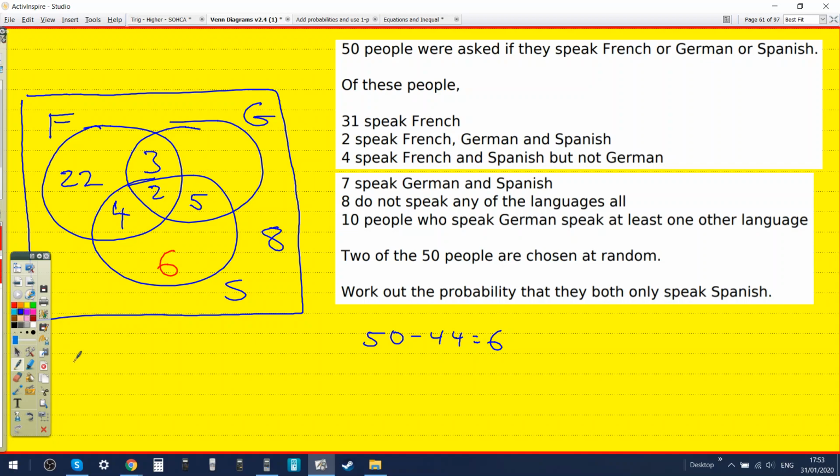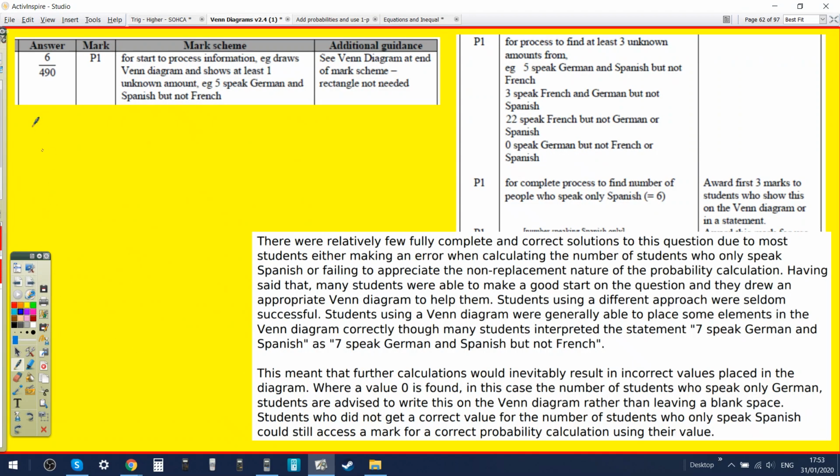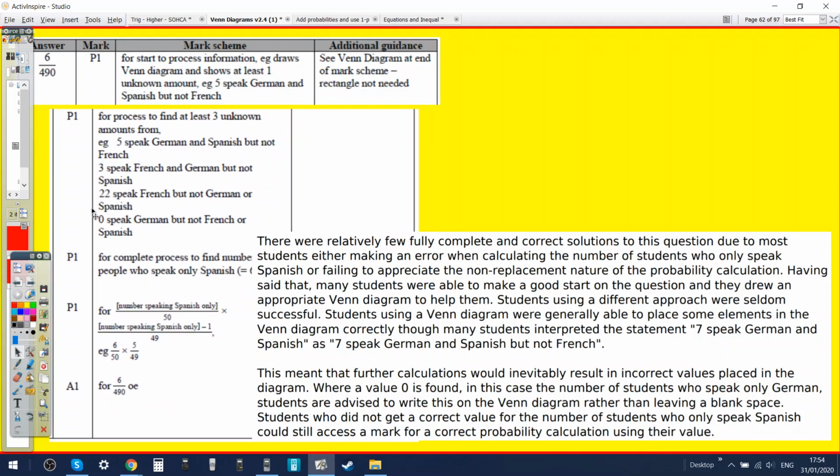And so what would be the probability that they both only speak Spanish? 6 over 50, which can be simplified. You don't need to. 6 over 50 is fine. You're right. 6 over 490. Did they do some wacky stuff here? Let's see.